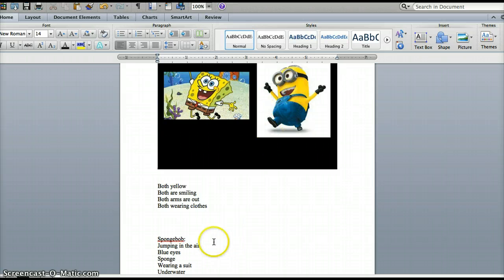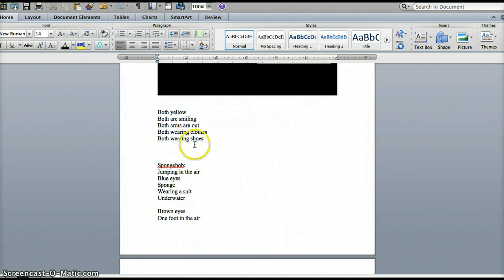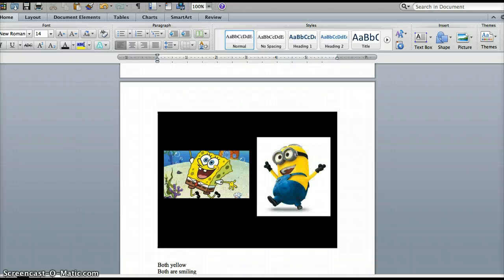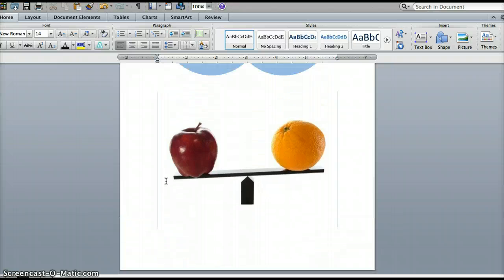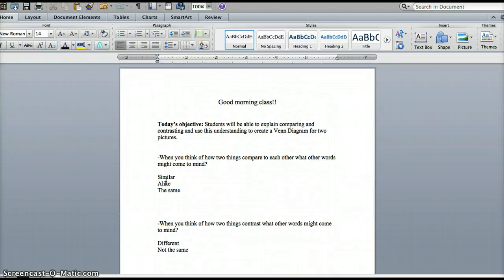Now, I just noticed, which happens, that now I see another comparison. They are both wearing shoes. So now what you would do is take your Venn diagram, put on one side what SpongeBob has, on one side what the Minion has, and then in the middle put what they both have so that you can compare and contrast them. Now, this knowledge that you've learned is going to be what we will be using in our class when we look at two different stories of Cinderella from different cultures and create a Venn diagram.